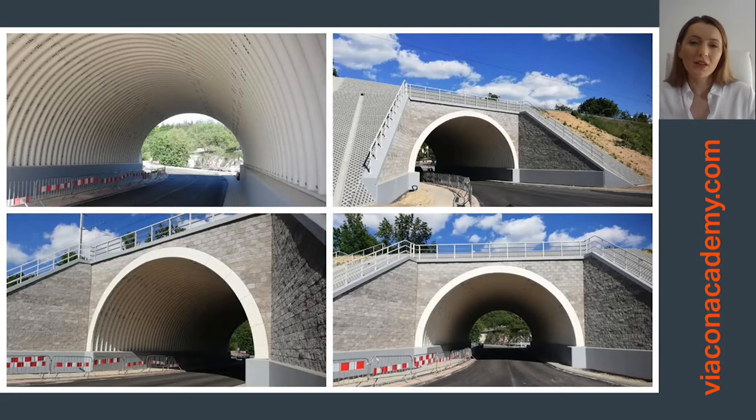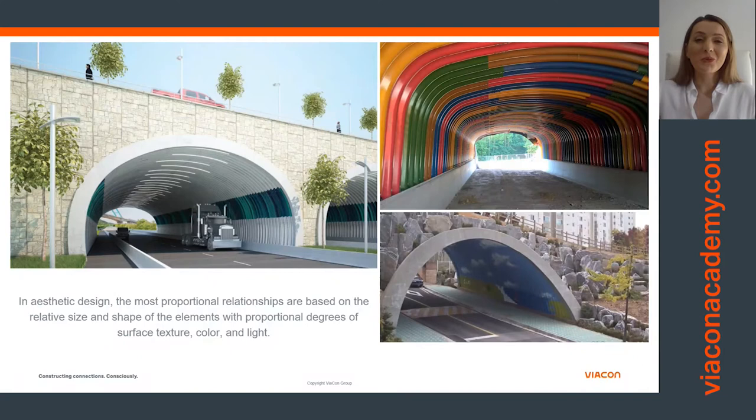In the aesthetic design, the most proportional relationships are based on the relative size and shape of the elements with proportional degrees of surface, texture, color, and light. Modulating placement of these elements creates a pleasing flow and movement across the bridge scene. Corrugated steel structures are provided with galvanization and polymer coated finish and left that way for a low maintenance service life of up to 100 years.